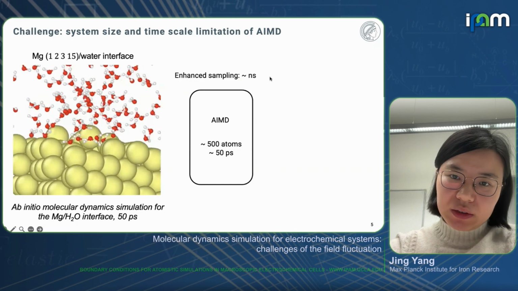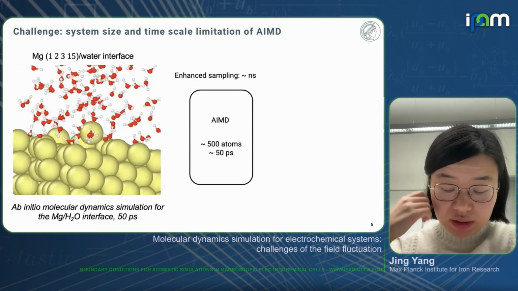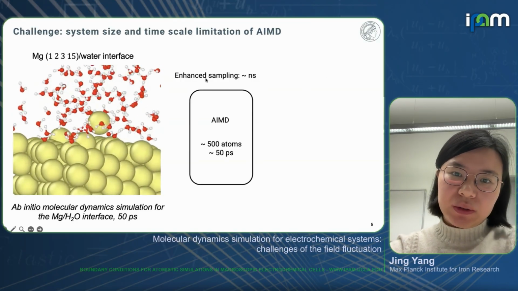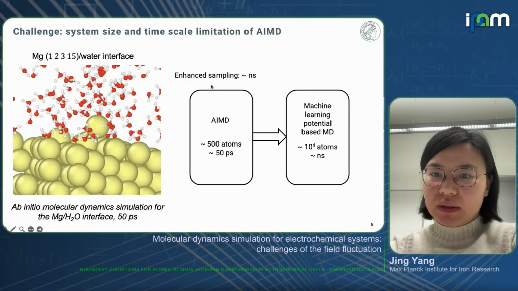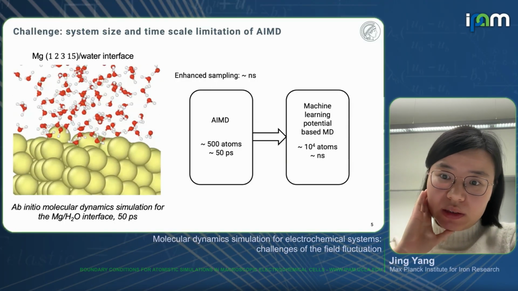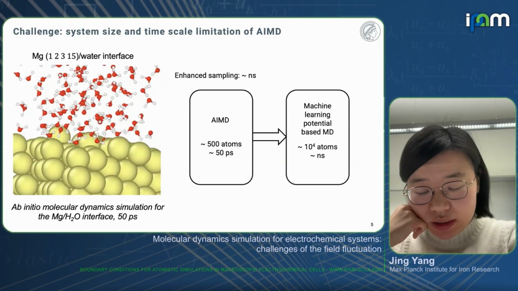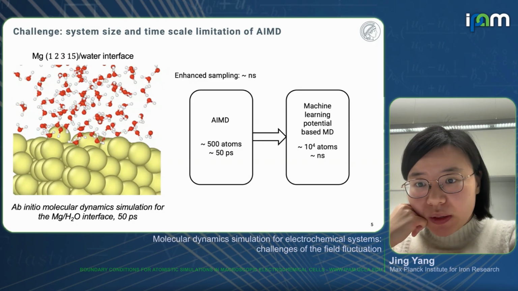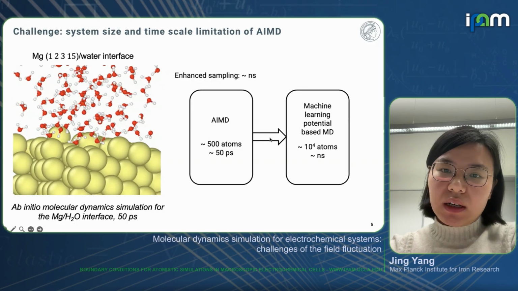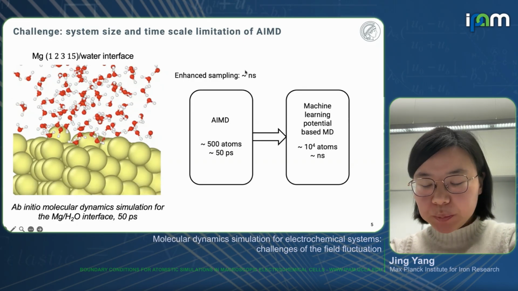But even in that case, to sample the free energy surface, you need trajectories on the scale of nanoseconds. So that is still not doable in an AIMD simulation. That's why there is a strong motivation to go to this machine learning potential-based MD, where you can achieve a similar accuracy to the DFT training data, but with a much reduced computational cost. And for this, you can really study these surface reactions.